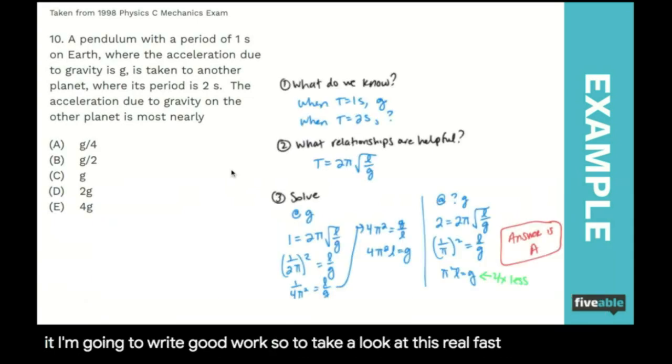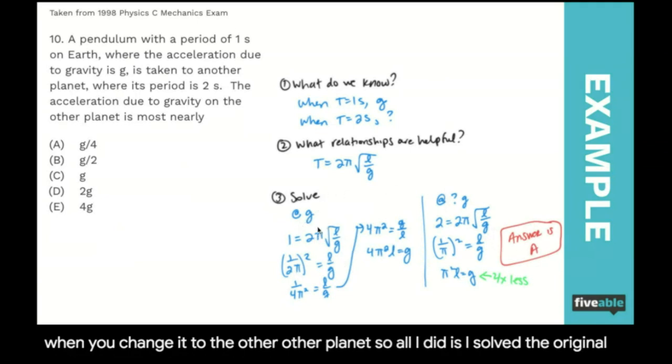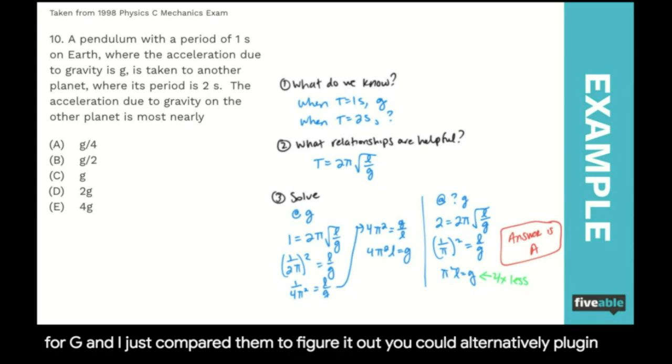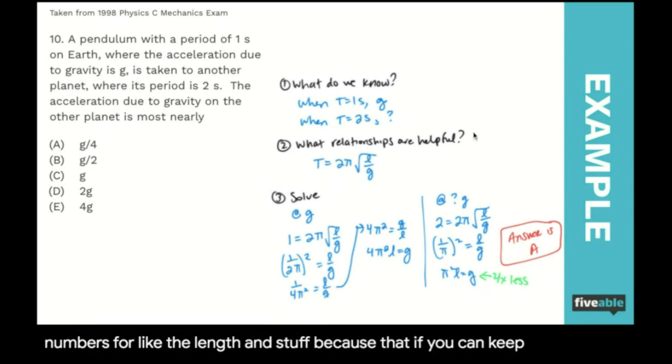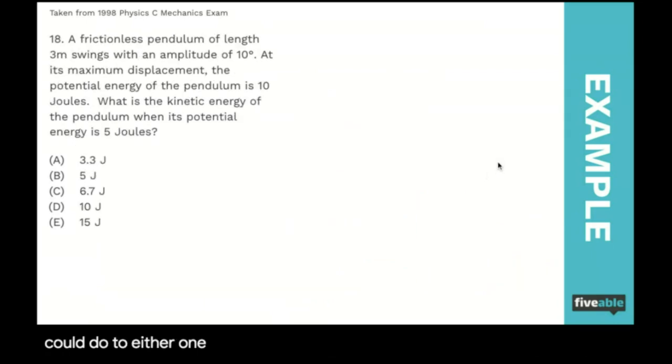So to take a look at this real fast, all we would do is compare the period of the pendulum at g, and then when you change it to the other planet. All I did is solve the original equation, plugging in 1 second, and then plugged in 2 seconds, and compared them to figure it out. You could alternatively plug in numbers for the length and keep that the same, and then just see what happens to g. You could do either one.